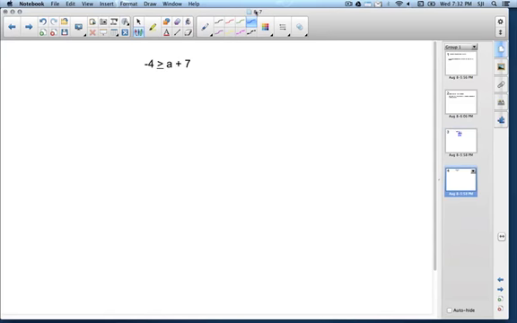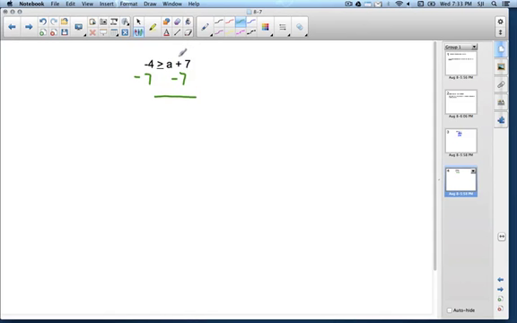Here's the last example that I'm going to do with you. -4 is greater than or equal to a plus 7. So again, I'm going to ask myself the questions. What number is on the same side as the variable? 7. What operation is going on to that? Addition. The opposite of that is subtraction. So that means that I'm going to subtract 7 from both sides.